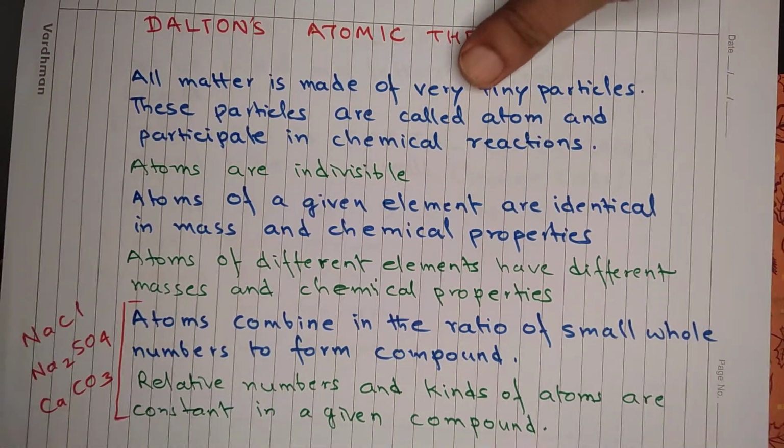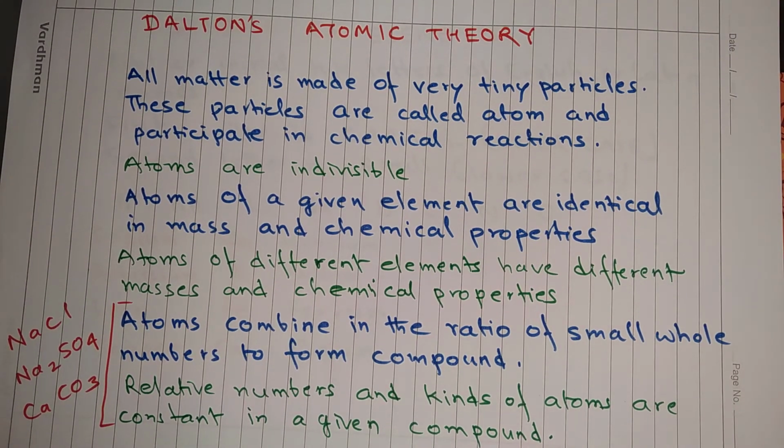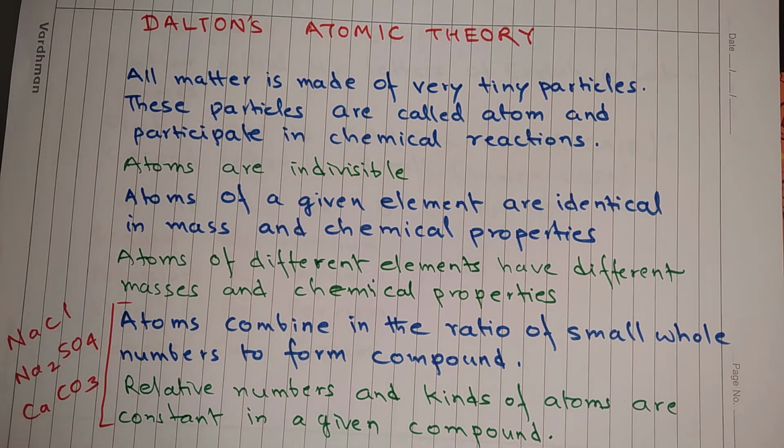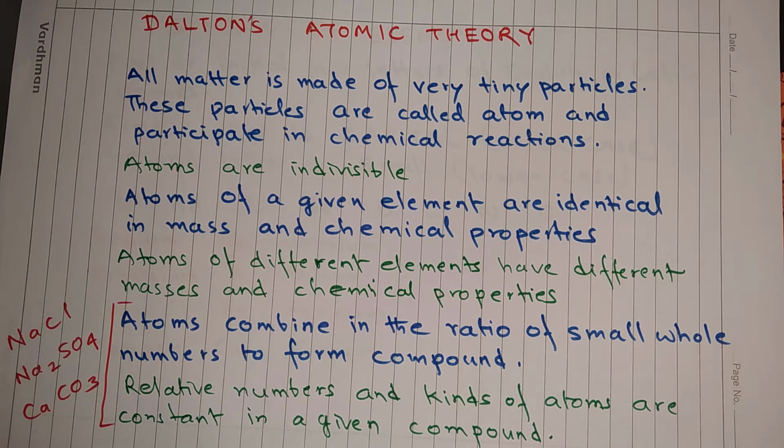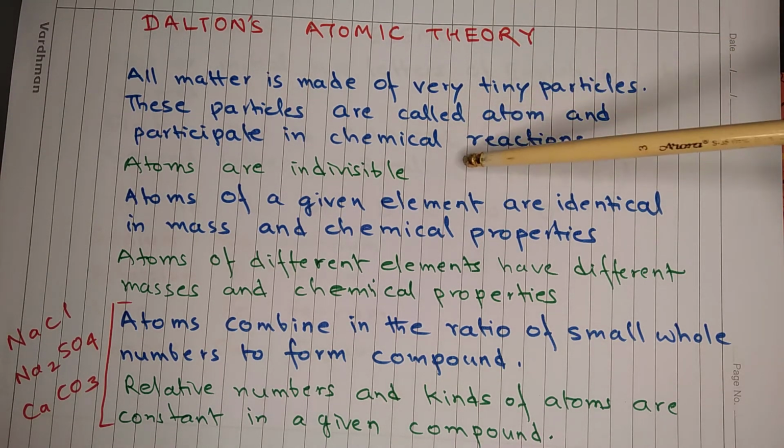Dalton's atomic theory. Based on the law of conservation of mass and law of definite proportion, Dalton further improvised and he postulated certain points about the nature of atoms. These can be summarized as follows. Number one is that all matter is made of very tiny particles. These particles are called atoms, and atoms participate in chemical reactions. The next point is atoms are indivisible, so they cannot be divided.